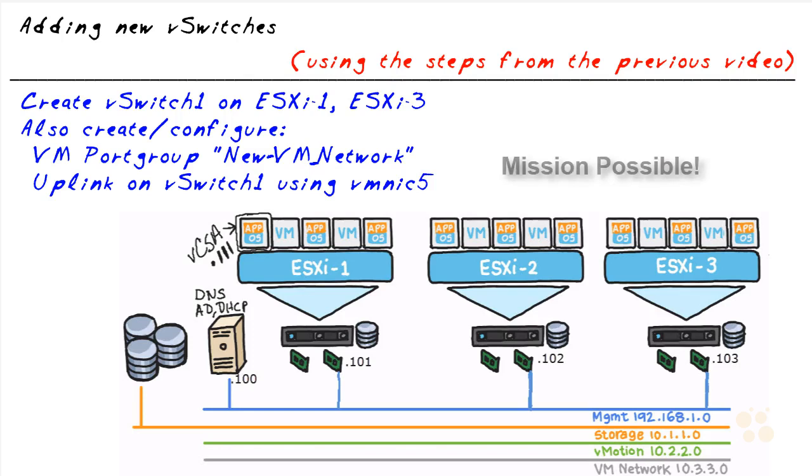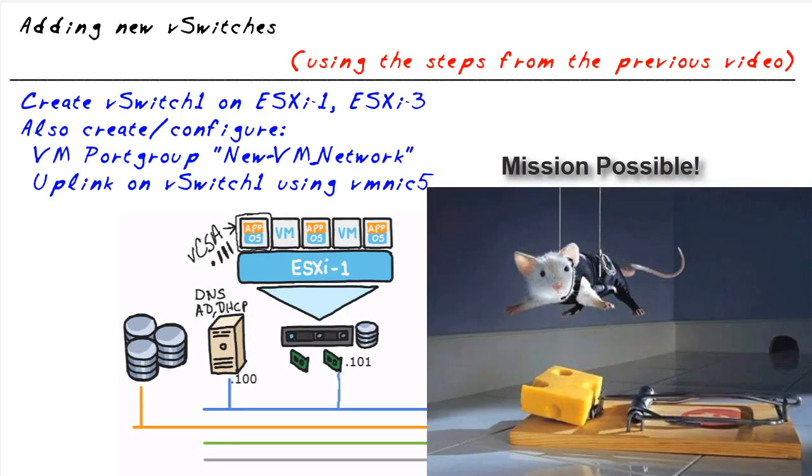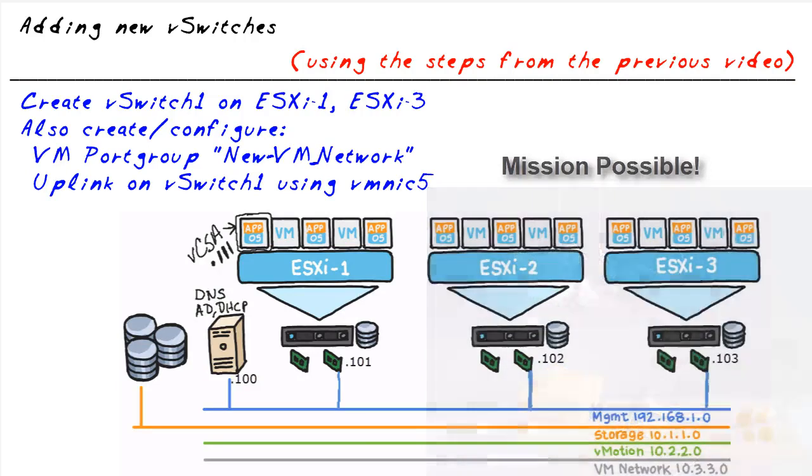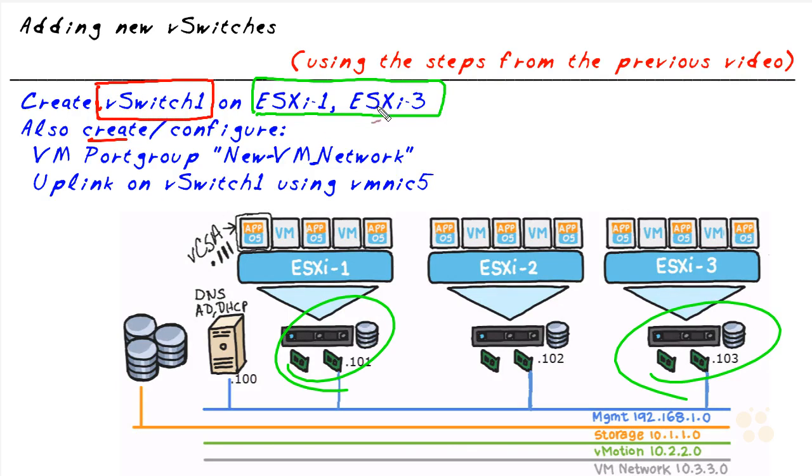So, my friend, here's your mission, should you choose to accept it. On ESXi1 and ESXi3, these guys right here, I'd like you to create a new vSwitch 1 on those two ESXi hosts. And on that new vSwitch, I'd like you to go ahead and use VMNIC 5 as the uplink. And that'll be going to the VM network.